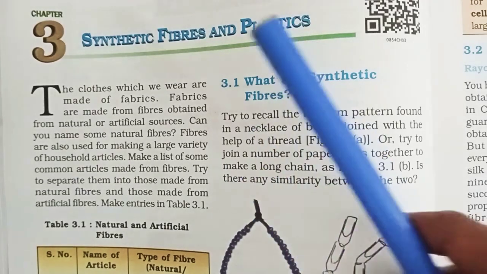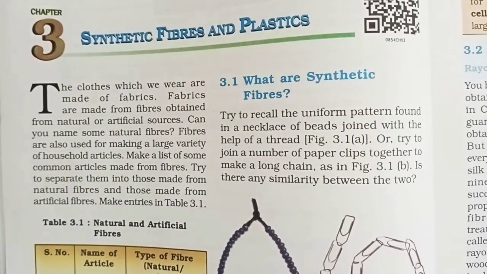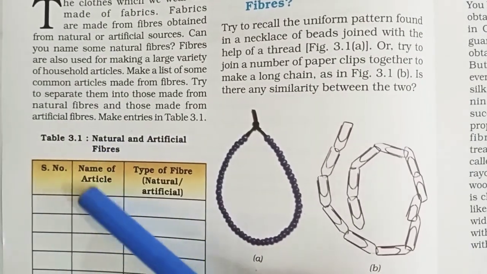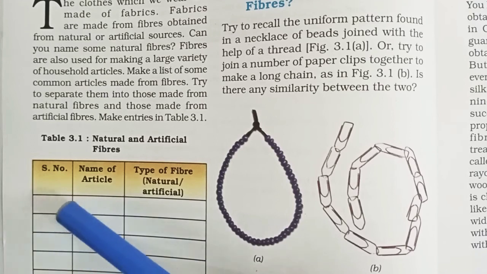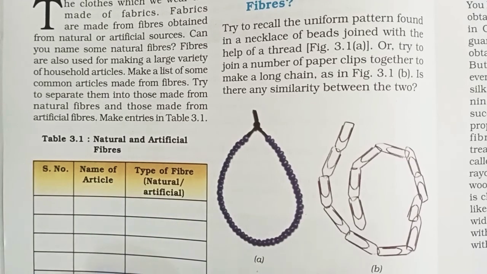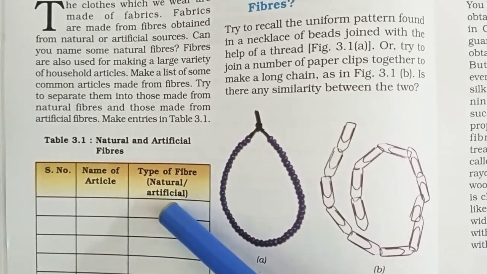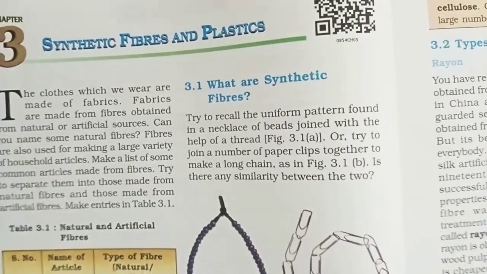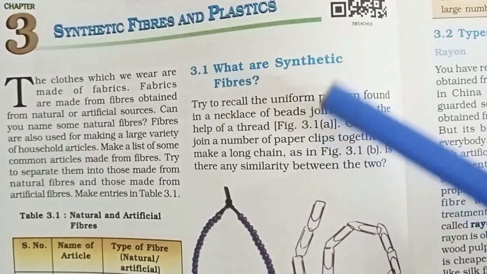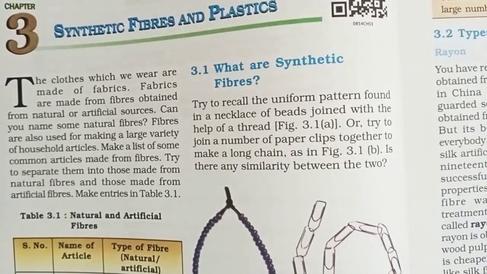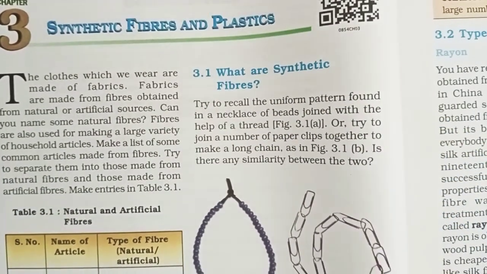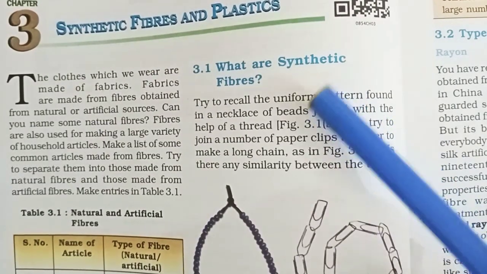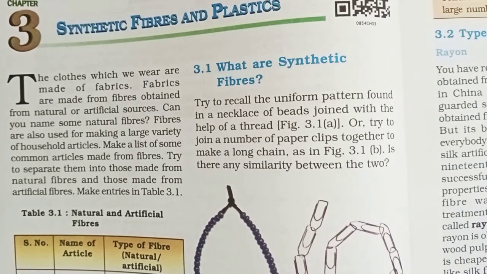Okay, children. In the last video we did an activity shown in our textbook, the name of the article, and then we segregated 10 articles as natural and artificial. After covering this, let us go straight into our topic, that is synthetic fibers. In this lesson, chapter 3, synthetic fibers and plastics, we are going to learn about synthetic fibers in a deeper way.